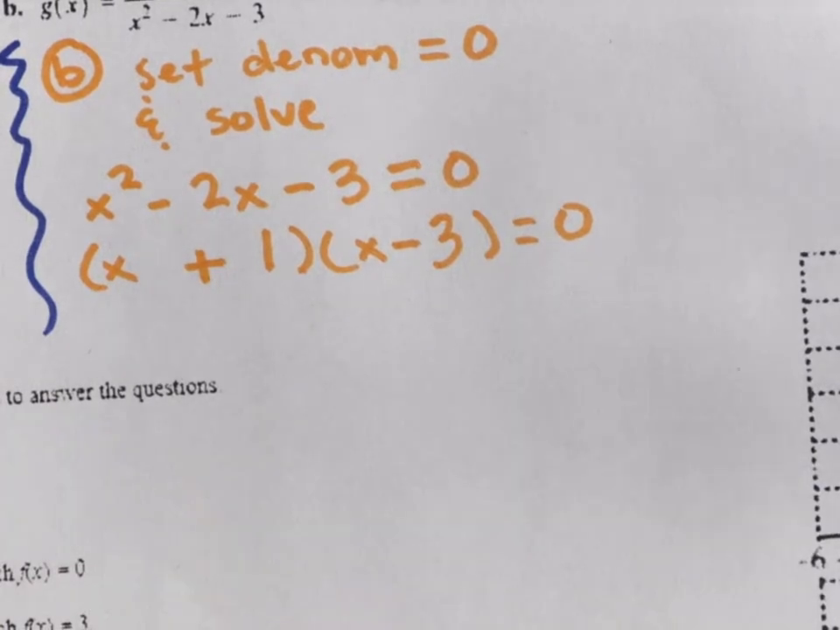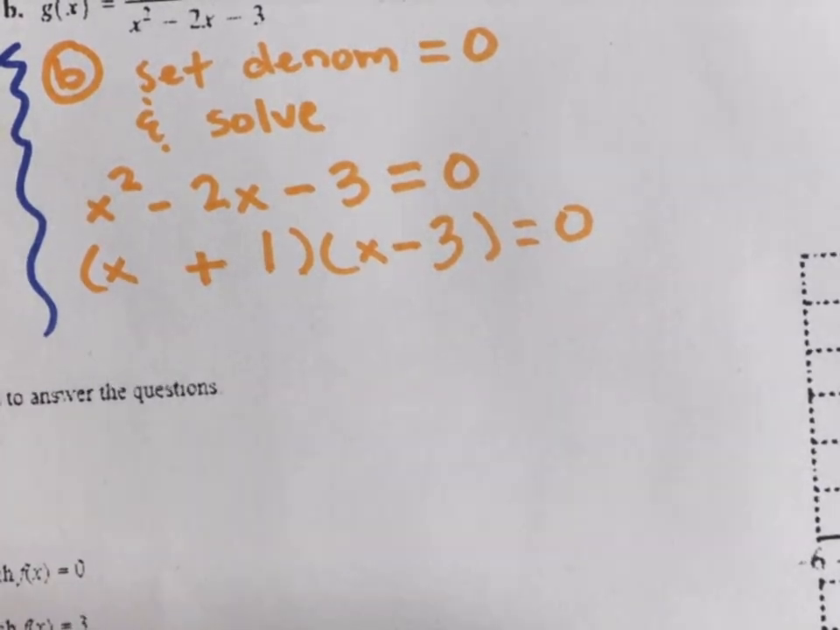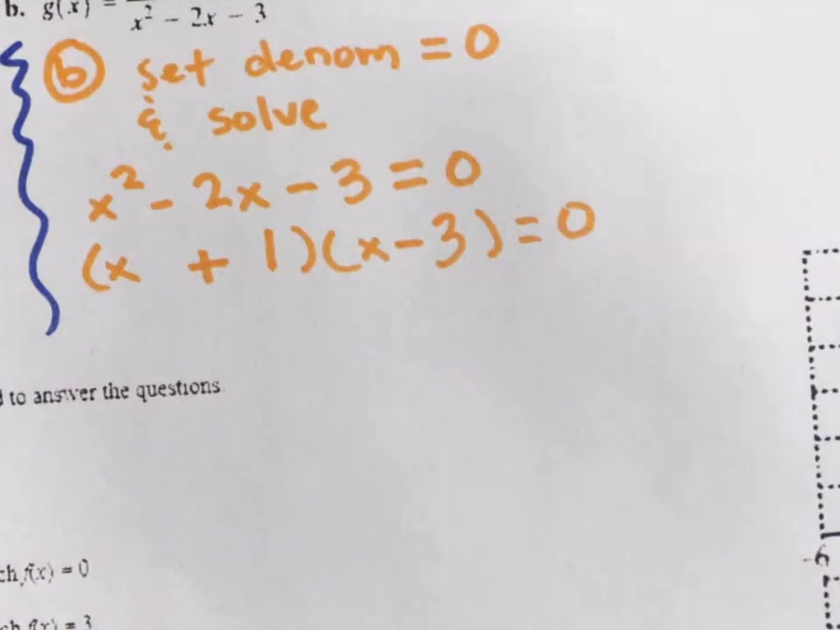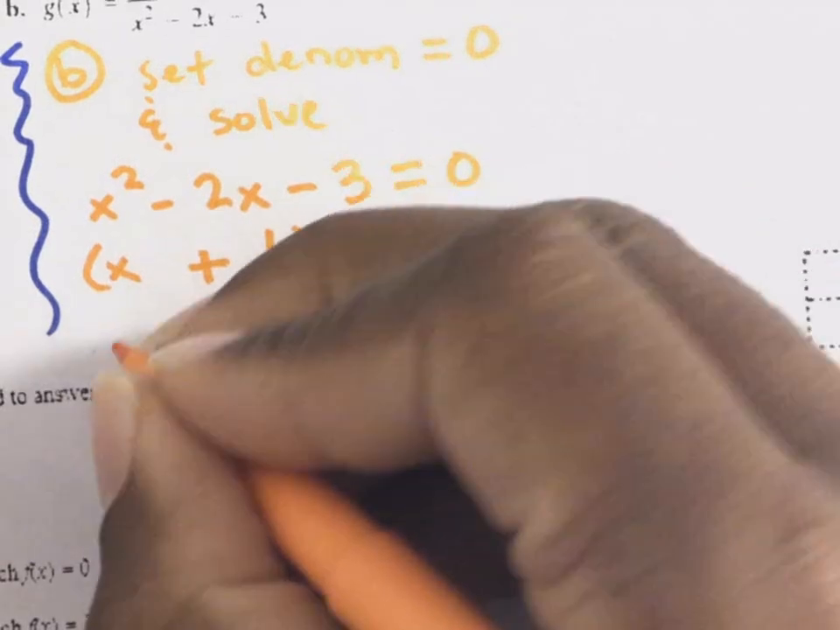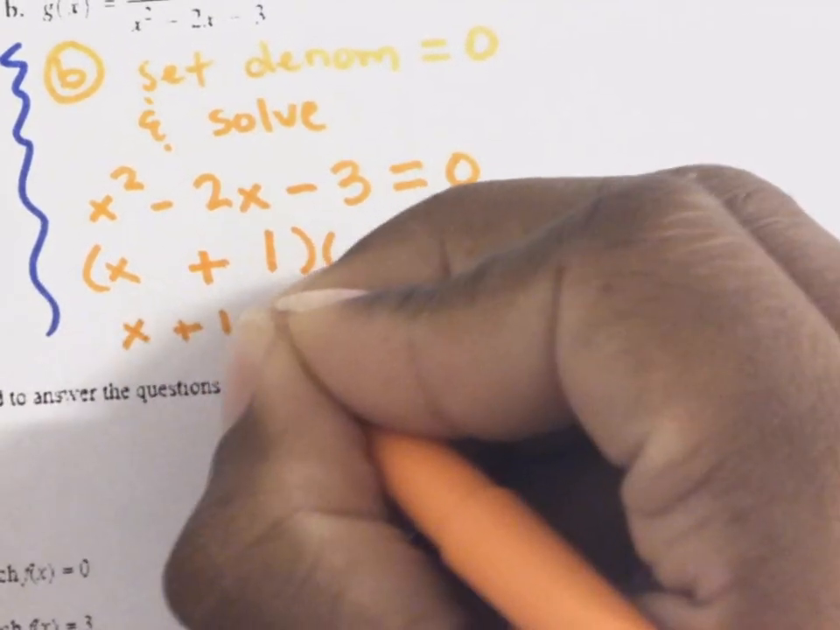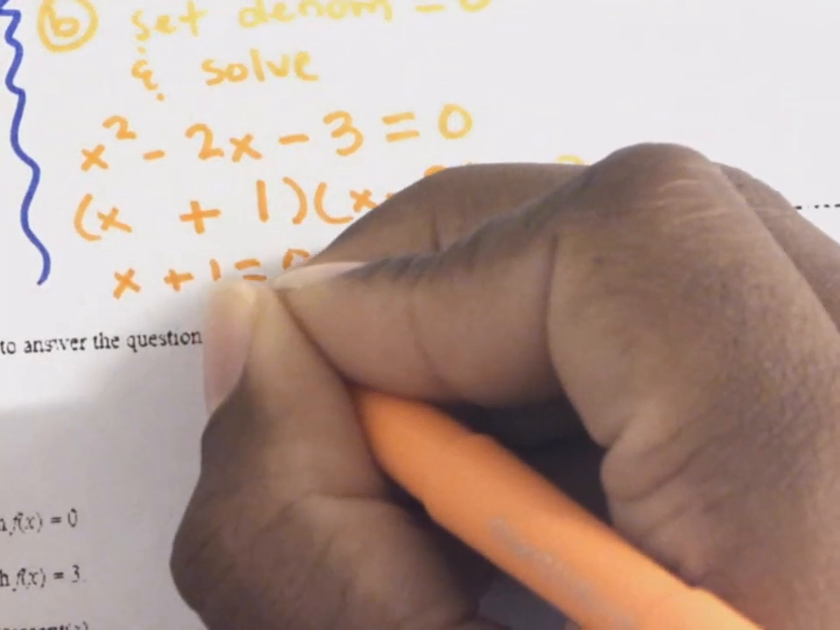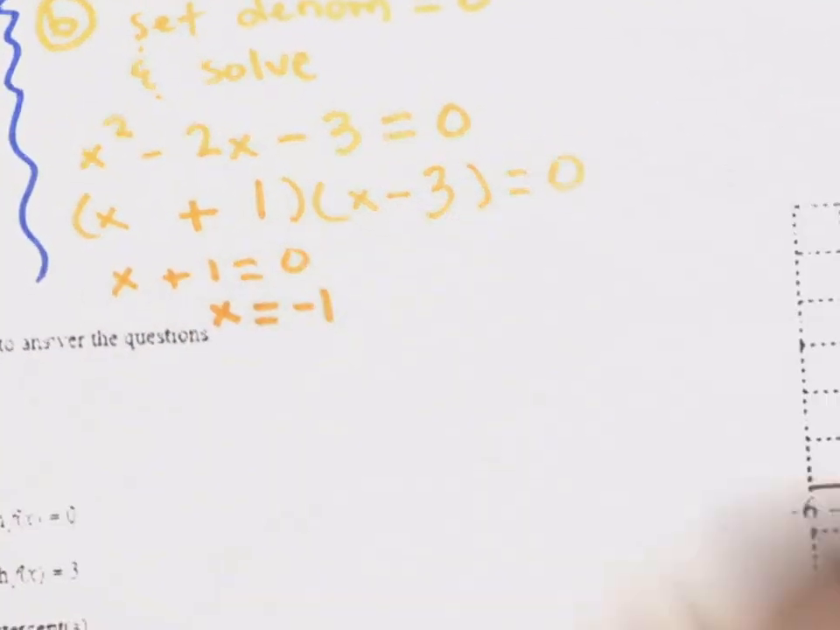And now I set each factor equal to what? 0, and I get my answers. And honestly, at this point, you could just write x equals -1, x equals 3. But I do want to make sure everybody understands what we're doing. So, this is my first factor. Subtract 1 from each side, x equals -1.